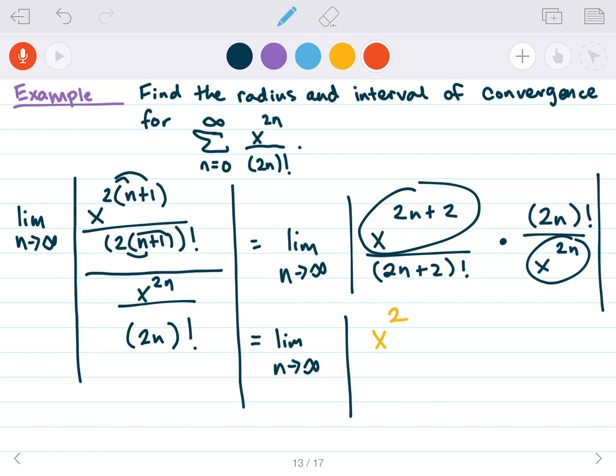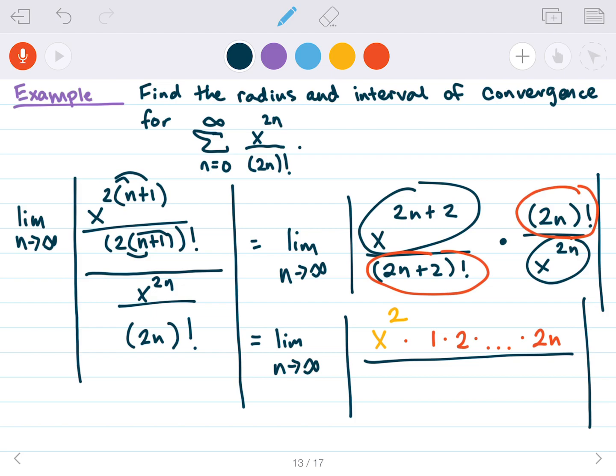And then what's going to happen here? Well, if it helps you conceptualize this, you should do it. And I'm going to do it again here. This 2n factorial, what does that mean? Well, it means 1 times 2 times ... times all the way up to 2n. And on bottom, what does this 2n plus 2 factorial mean? Well, that means 1 times 2 times ... all the way to 2n times the next one. What's the next number? 2n plus 1 times the next one. What's the next one? 2n plus 2. And that's what that means.